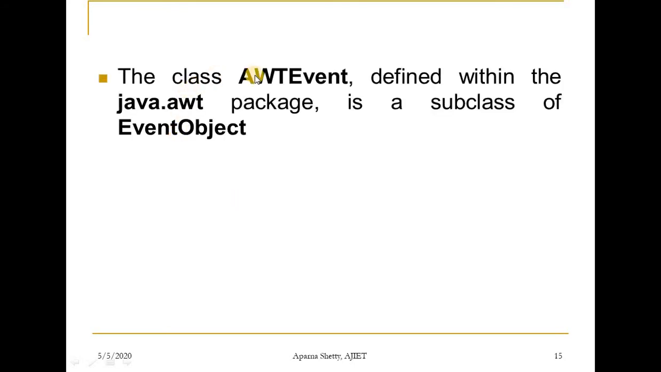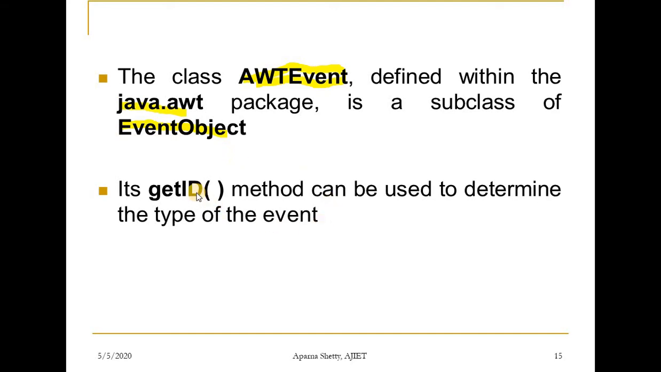The class AWTEvent defined within the java.awt package is a subclass of EventObject. We have already seen EventObject, correct? Now we have one more class, AWTEvent, which is defined within the java.awt package, and it is a subclass of EventObject. Its getID method can be used to determine the type of the event.